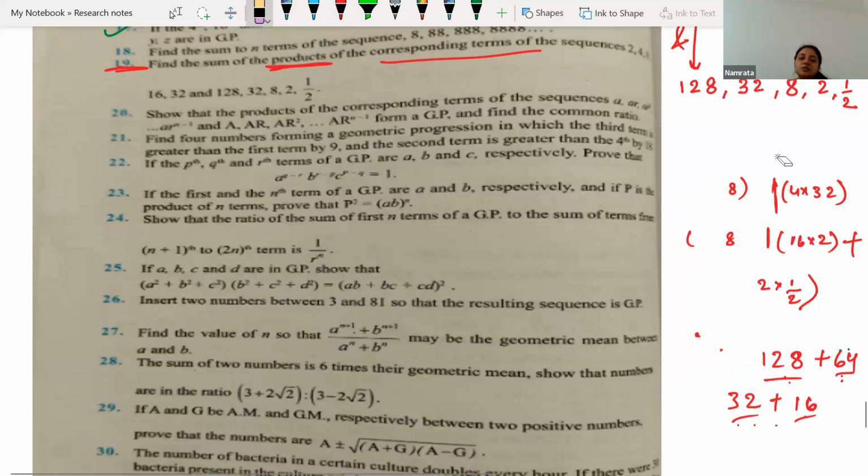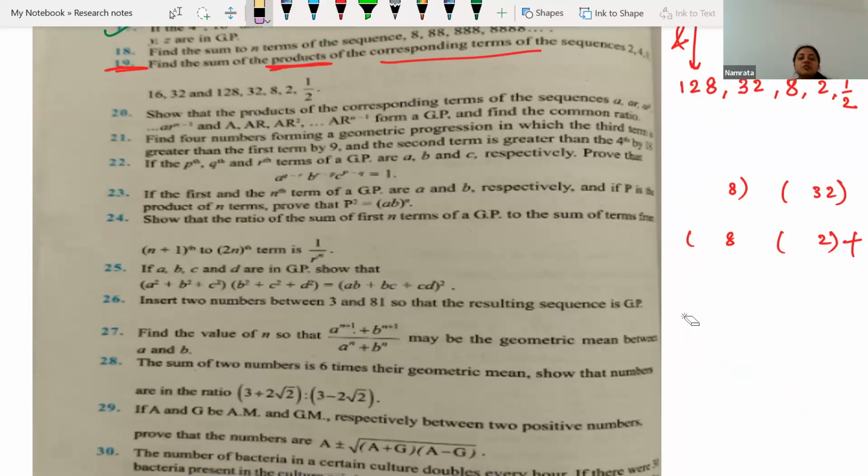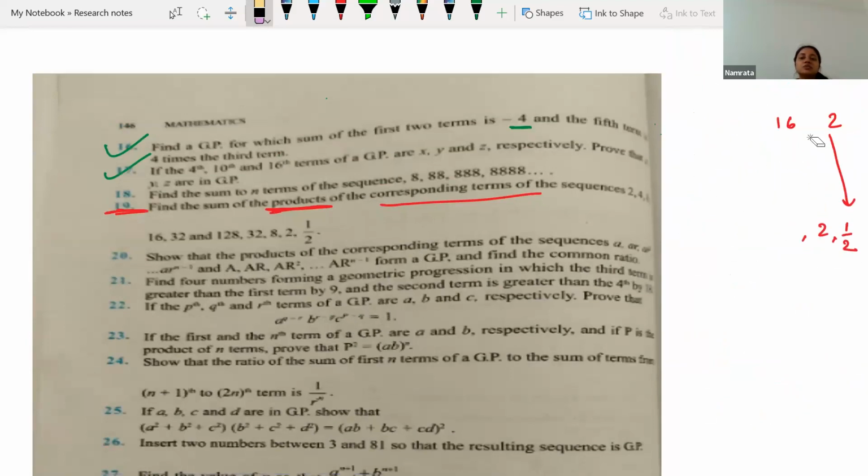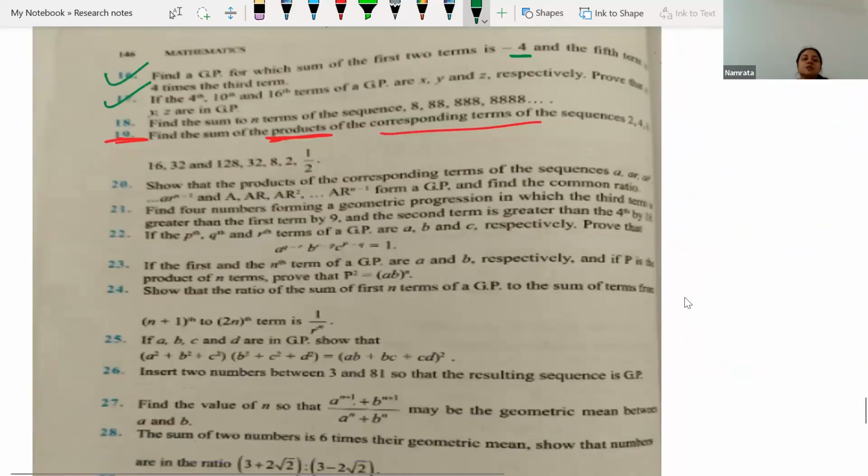So here the only trick was to identify that two sequences are there. Randomly, if you look at the question, you will feel like one sequence is there, if you do not read the word and. Also the phrase product of sum can confuse you. So please be careful. Product of the corresponding terms, and then their sum we have to find.